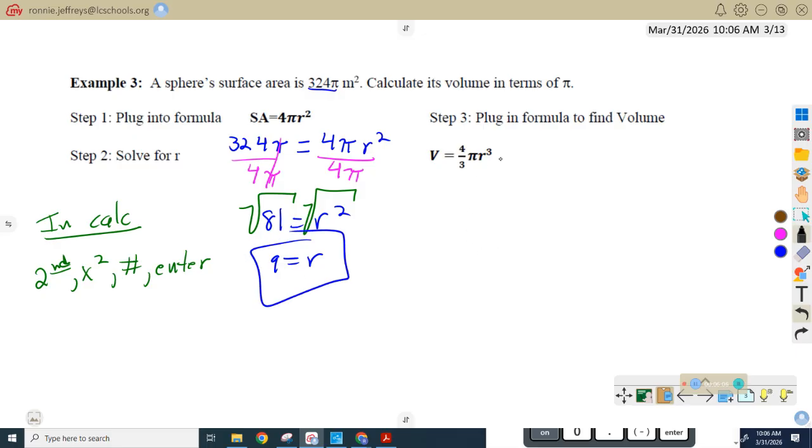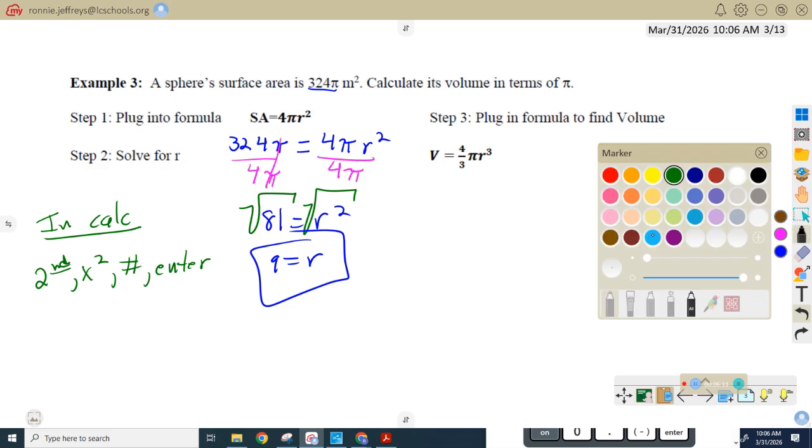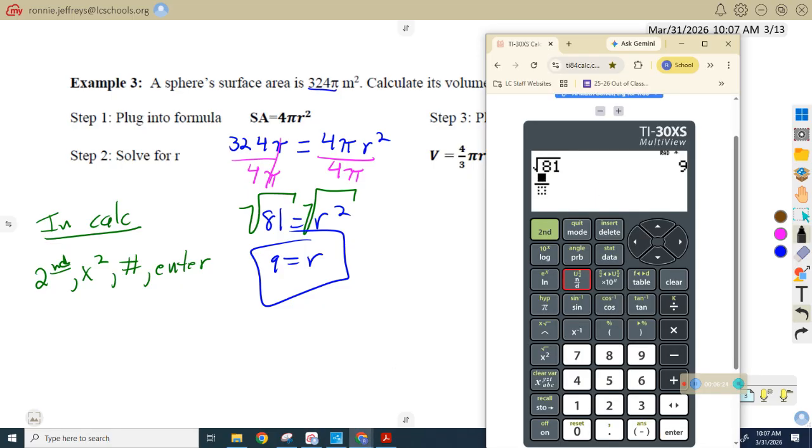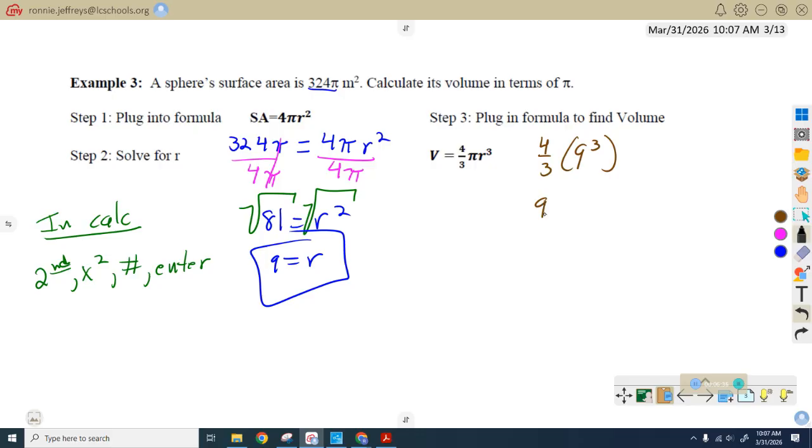So now we take that and plug it in the next part. 4/3 pi, 9 cubed. So 972 pi meters cubed.